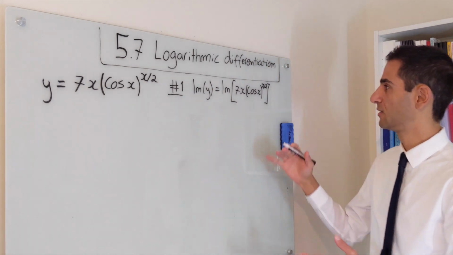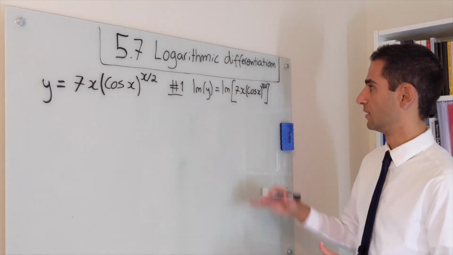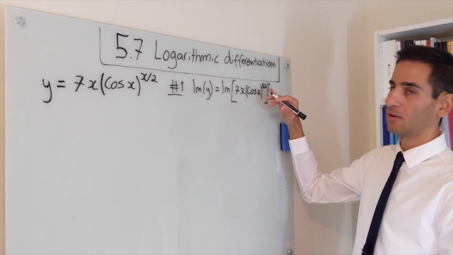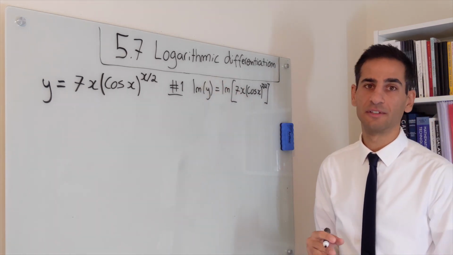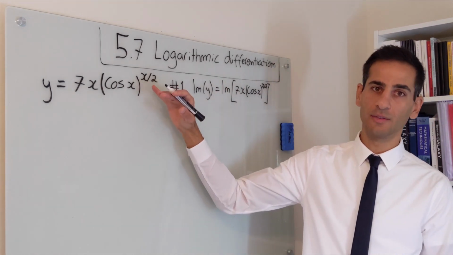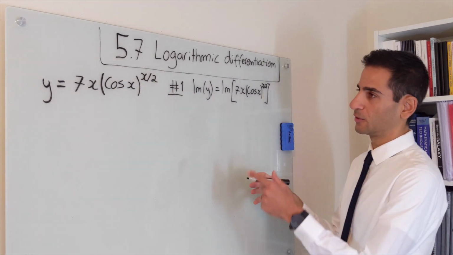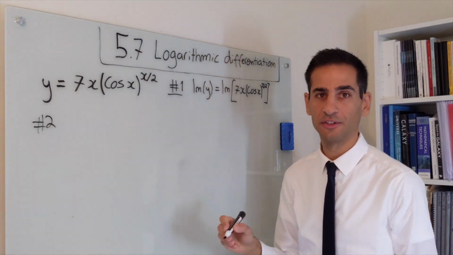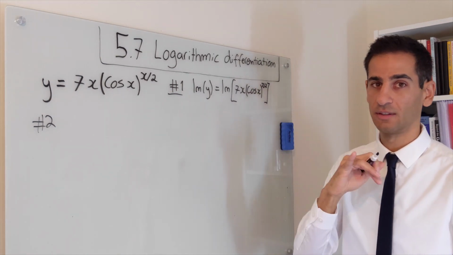When we get to this stage, it means that we can use the properties of logs to make your life easier. There is a product, so we can split the natural logarithms, and also the reason why we're using logarithmic differentiation is to be able to deal with the power of x. Let's do it then, which is sort of step number 2 of logarithmic differentiation, using the properties of logs to make your life simpler.